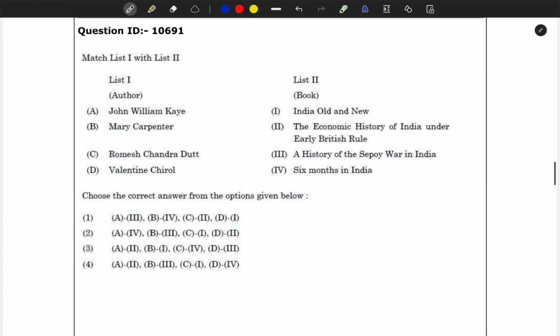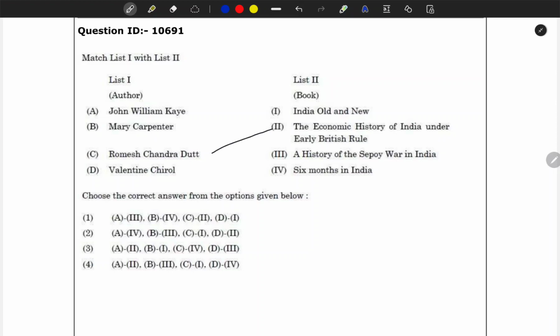Here, John William Kaye, Mary Carpenter, Romesh Dutt, R.C. Dutt, Valentine Chirol. I cannot help you if you have not read the basic books people do in their masters. This is a very easy nature question. For me, that Romesh Chunder book, R.C. Dutt, he wrote The Economic History of India under Early British Rule.